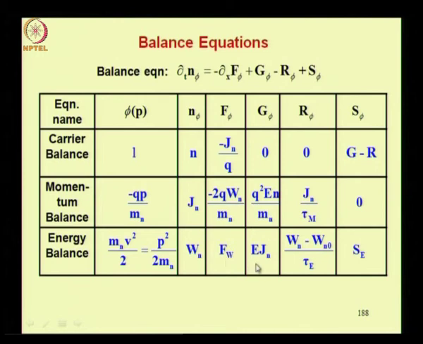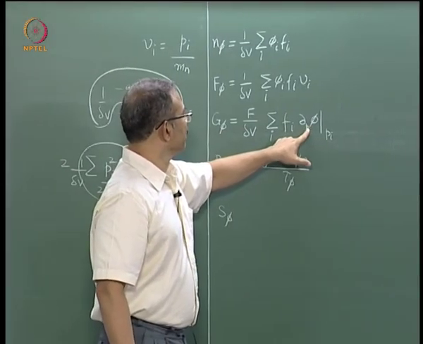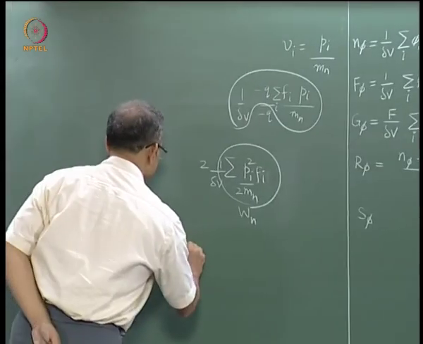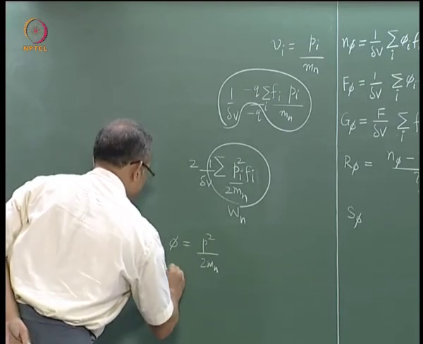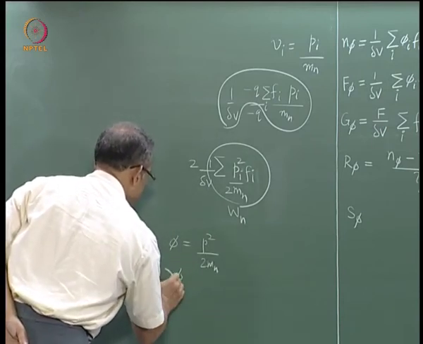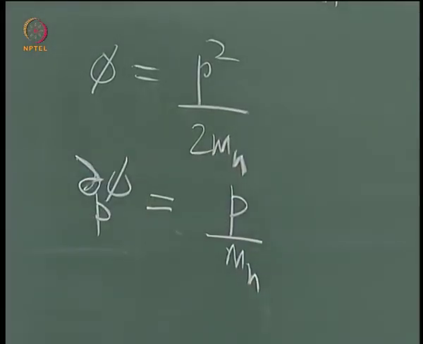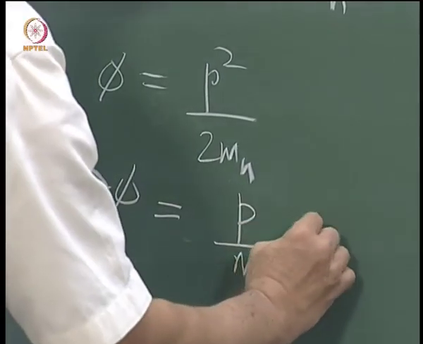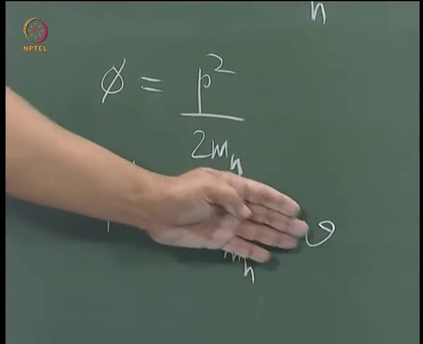Let us move on to the term G phi. This is written as E times Jn. So let us see how you get E times Jn. You take the G phi expression, dou phi by dou p. Now if phi is p square by 2 mn, you differentiate with respect to p, you get p by mn. That is nothing but the velocity, right? So either you can use v or p by mn.